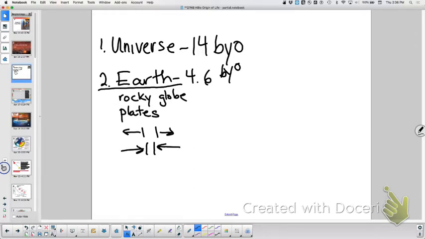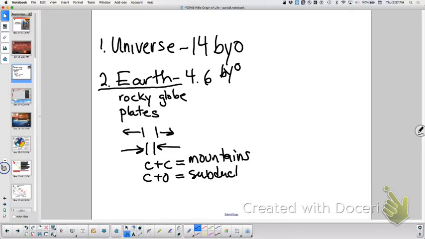Now let's talk about those convergent plates. There's two plates coming at each other. What if it is a continent plus a continental plate? What will we get? Mountains. Perfect. All right, what if it's a continent and an oceanic plate? What will we get? Subduction zone. Good. And what can happen with that subduction zone? What could you get?